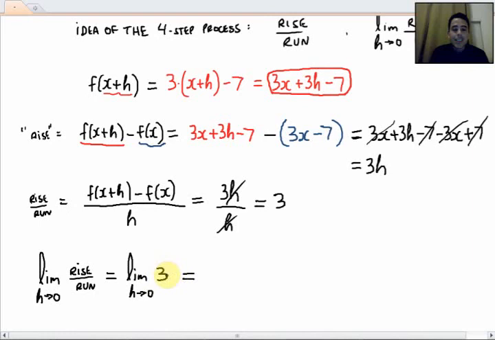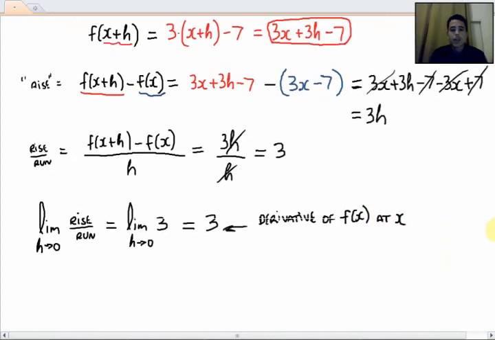It doesn't matter here. So h can be 0.1, this will still be 3. h can be 0.0001, this will still be 3. So it doesn't matter what h is. So this is just a constant, it doesn't depend on h. So here it is. So this is the derivative of f of x at x.